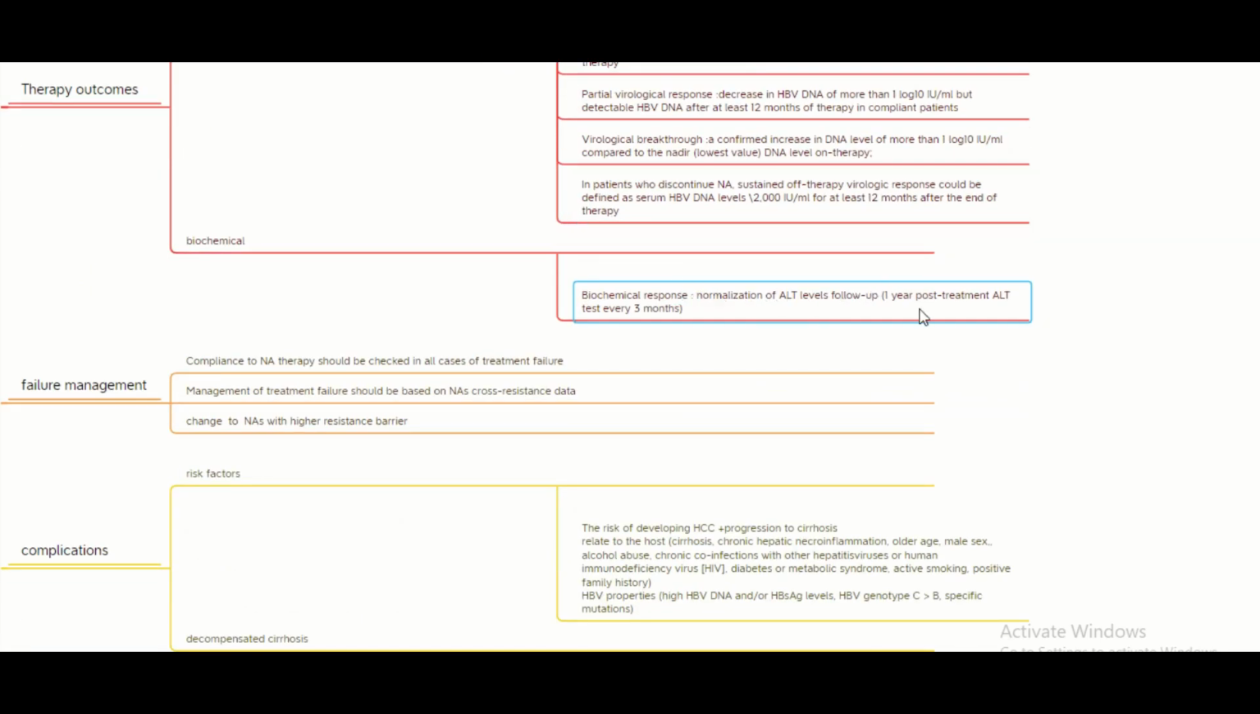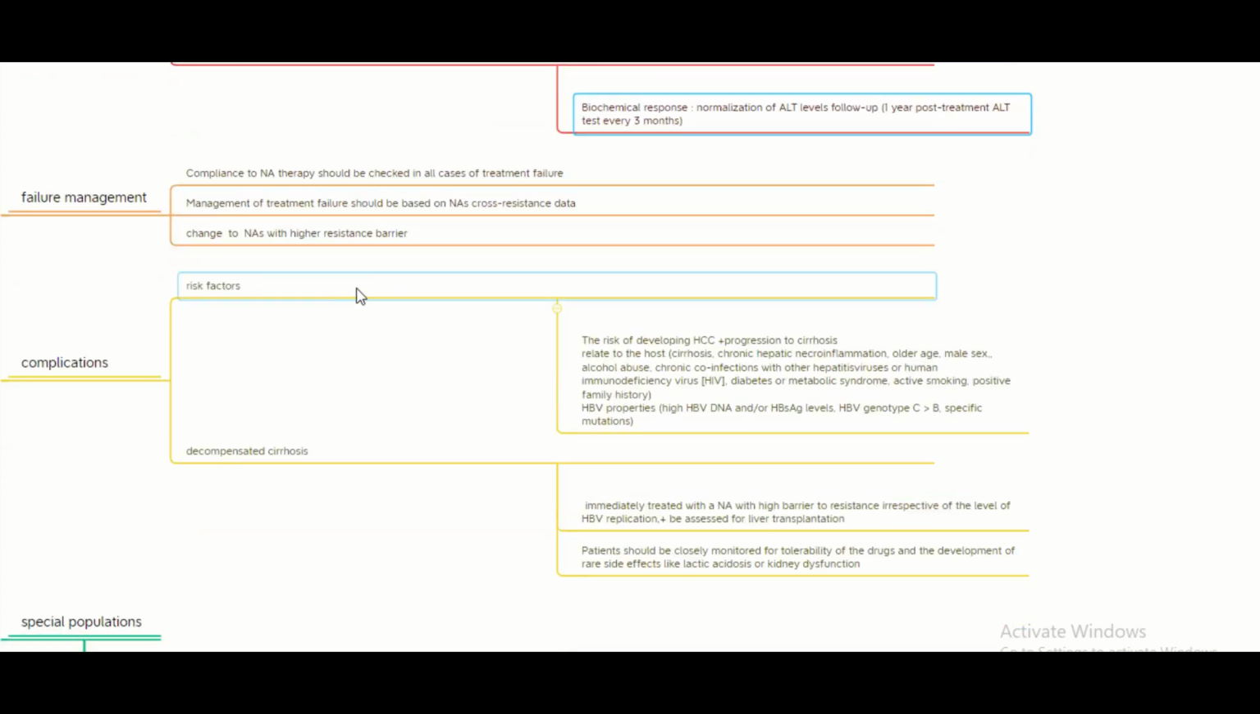Biochemical response is when we have normalization of ALT levels. Usually, it should occur within 1 to 4 months after we have viral suppression, and we should check it every 3 months, within a year post-treatment. When we have normalization of ALT levels, this means that the therapy outcome is normal.